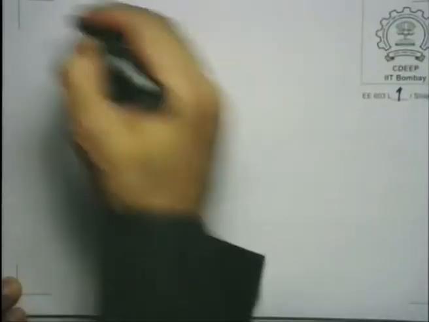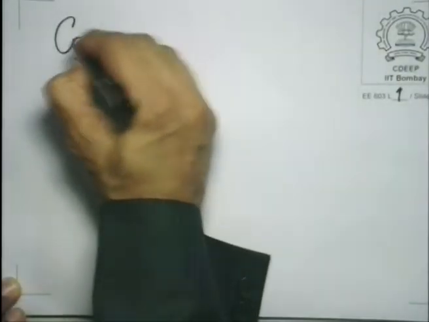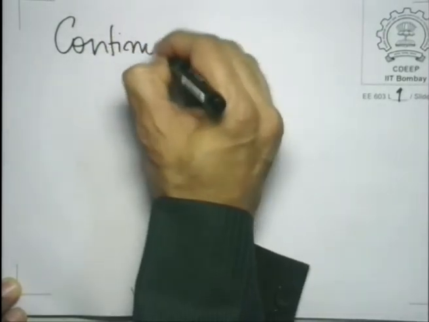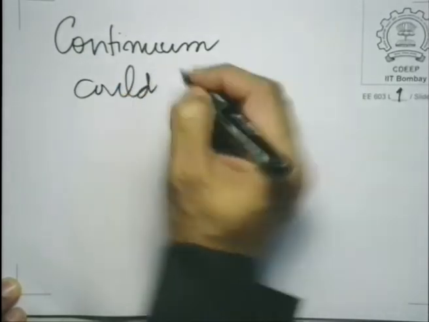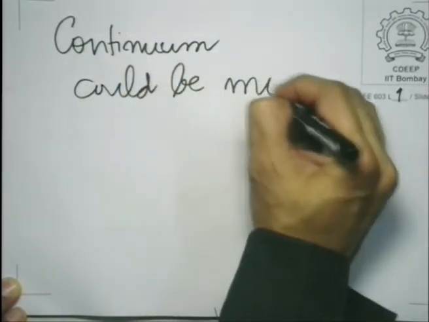But you must remember that you can also have a two-dimensional independent variable. For example, you can have a picture. So we should make a note of that. Continuum would be more than one dimension.